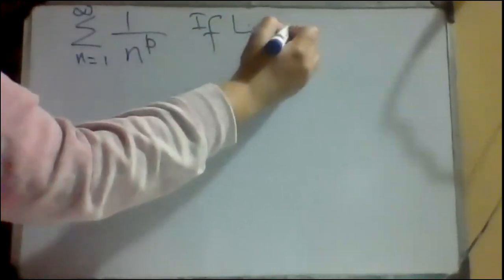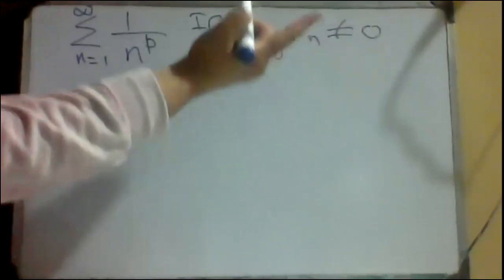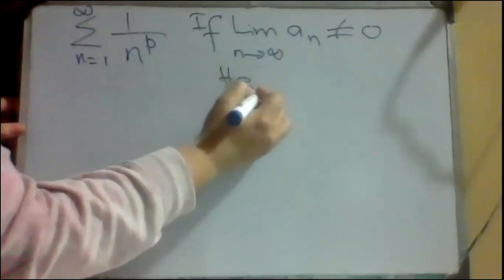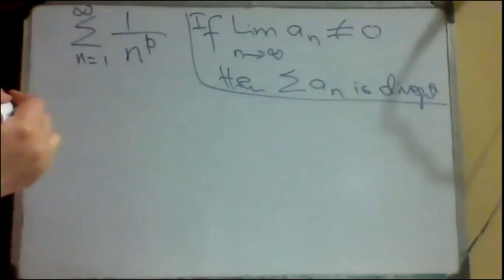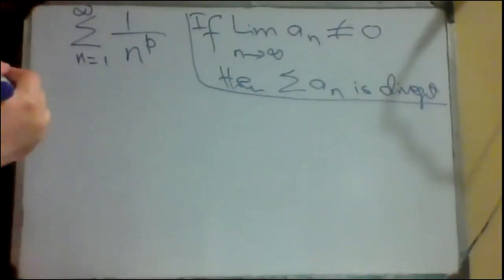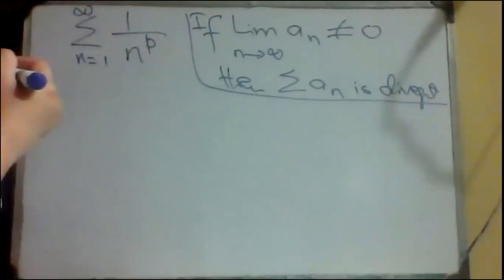So before I apply the integral test, I will recall the divergence test for the series. The divergence test is that if the limit of a n when n approaches infinity is not equal to 0, that is, it is other than 0, then the series of a n is divergent. This is the divergence test for the series. We did it in the previous section, that is 11.2. Now let me apply the divergence test for some values of p.